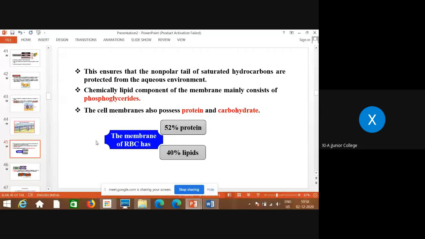Chemically, the lipid components of the membrane mainly consist of phosphoglycerides, phosphate and glycerides. The membrane also possesses proteins and carbohydrates. The word glyco is generally related to carbohydrates. A special thing is the cell membrane of RBCs, which shows 52% protein and 42% lipids.